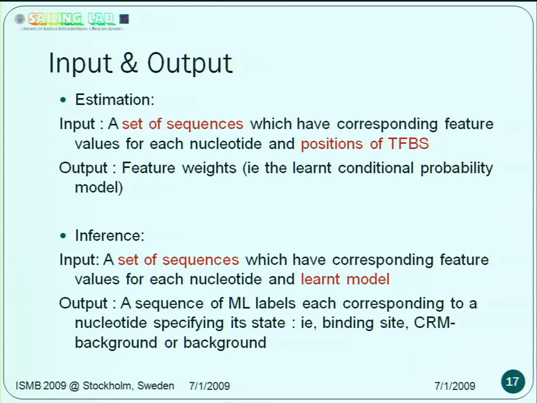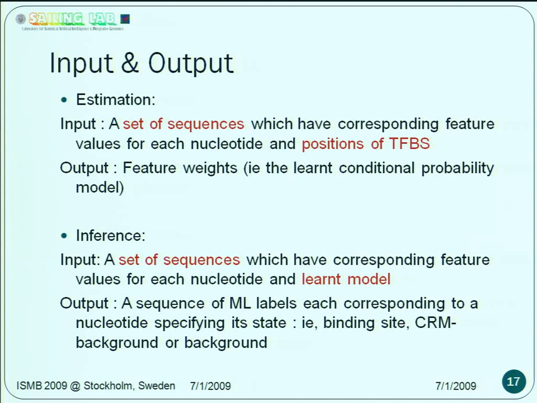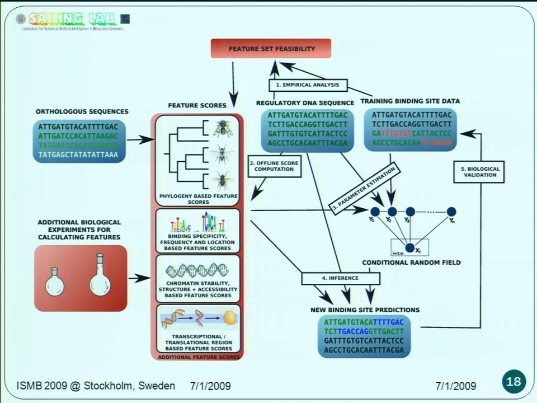In the inference, what we take as input is a set of sequences for which we do not know where the binding sites lie. And we take the learned model from the training phase, and we get as output not maximum likelihood, but maximal a posteriori labels corresponding to a nucleotide specifying its state, whether it's a binding site or a background, and so on. So this is the main schema of our diagram. It looks complicated, but we will go over this piece by piece.